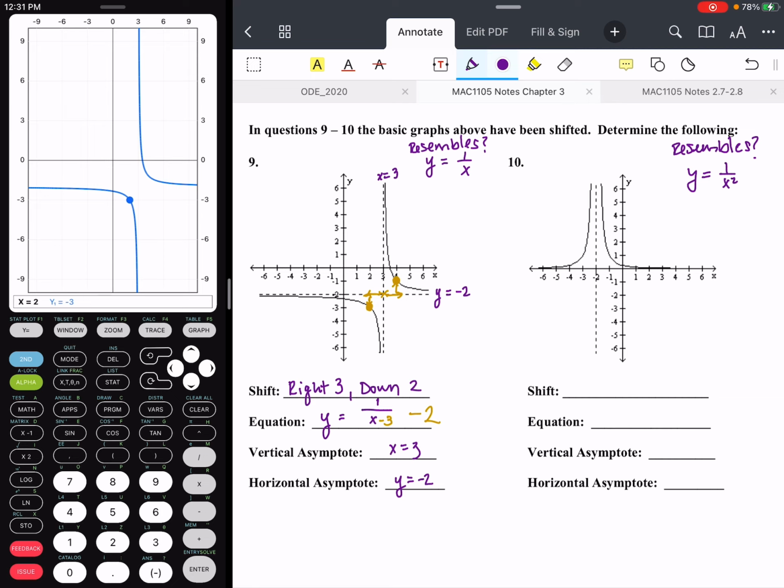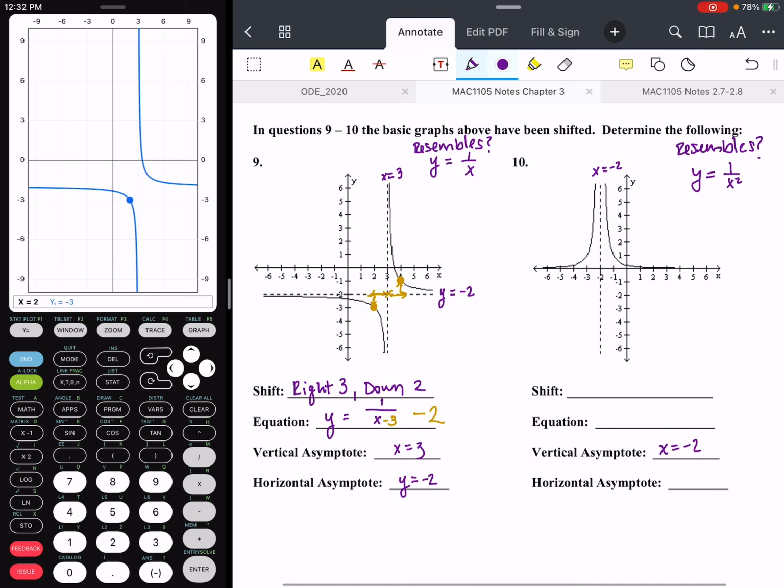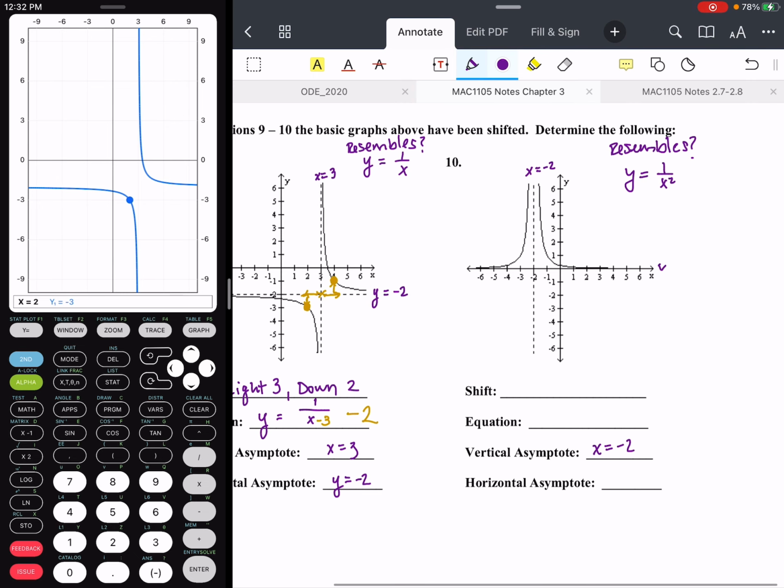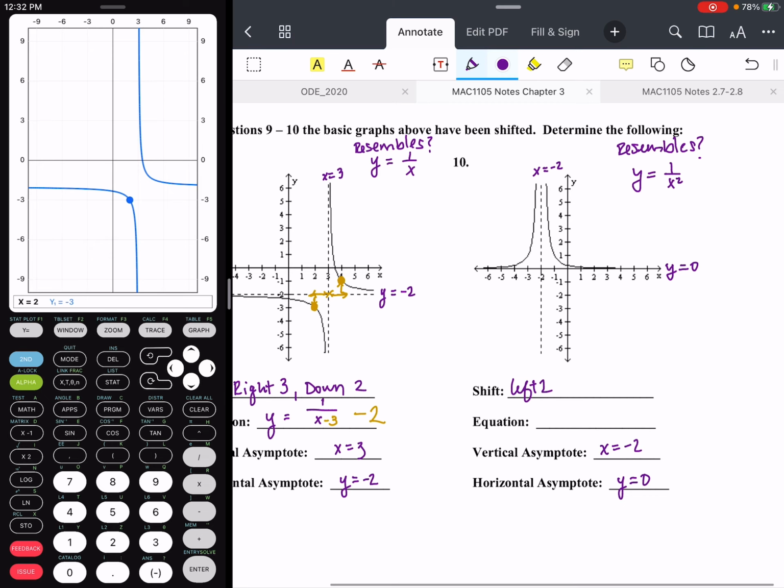So first I'm going to identify my vertical and horizontal asymptotes. Vertical asymptote is at x equals -2. And it looks like my horizontal asymptote stays at y equals 0. So my shift is just to the left 2. There's no vertical shift. So my original equation is y equals 1 over x squared.